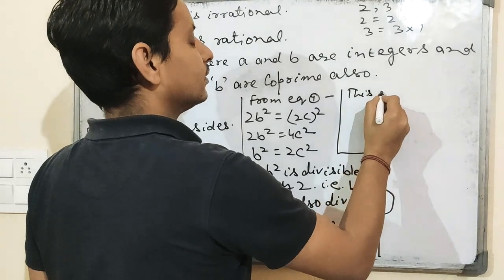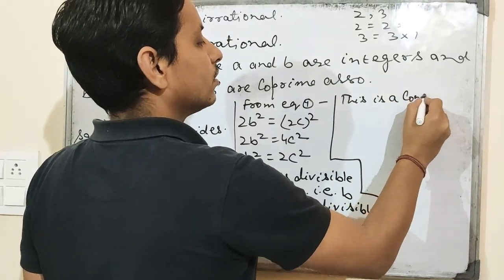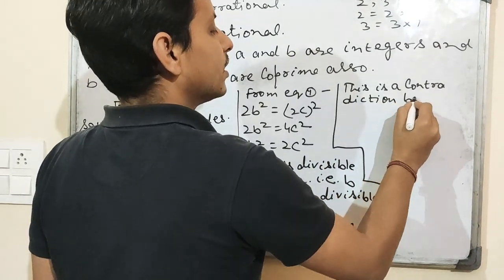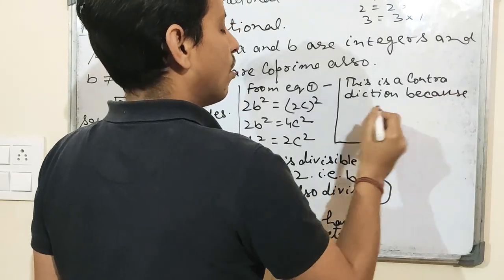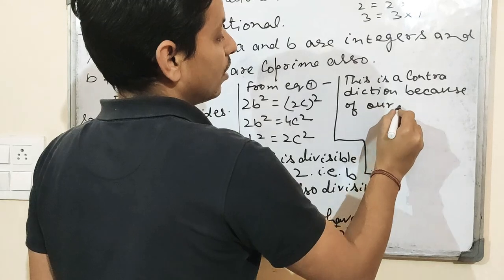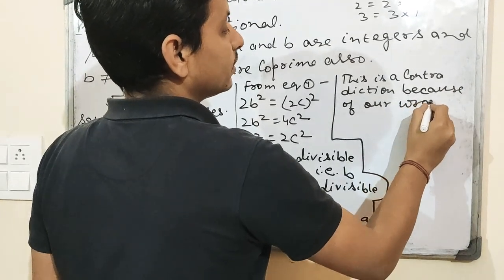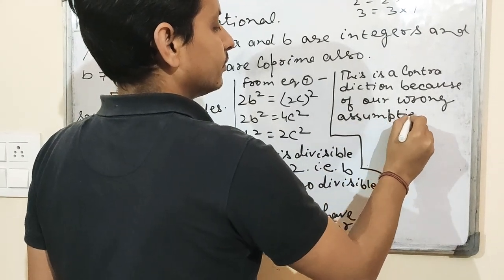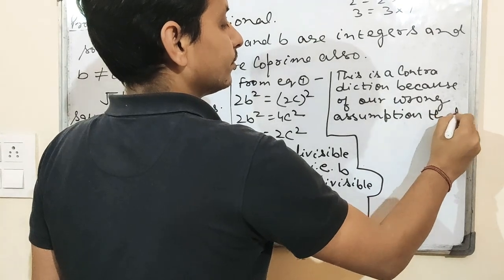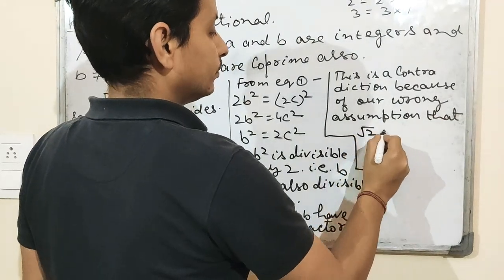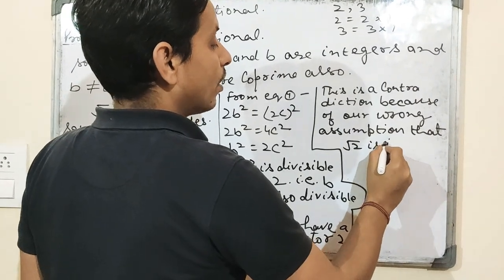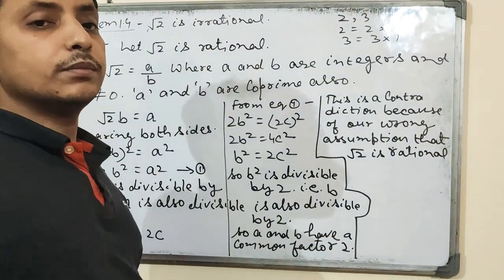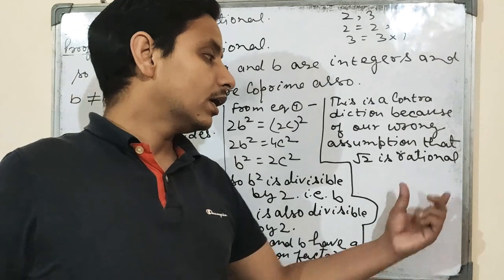This is a contradiction because of our wrong assumption that under root 2 is rational. We have taken under root 2 as a rational number.